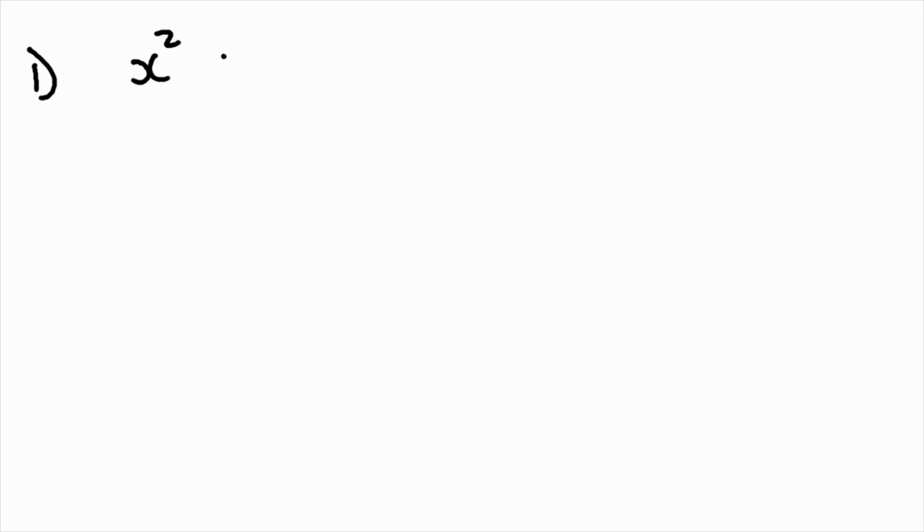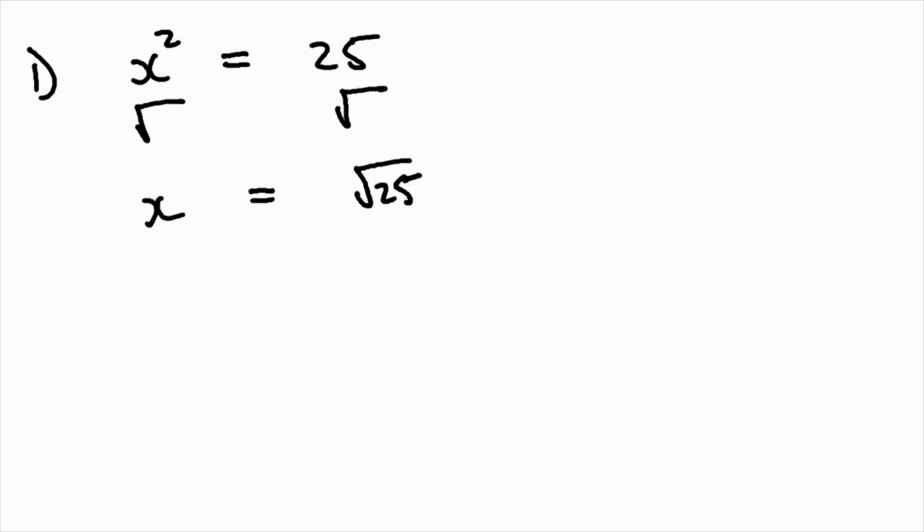x squared equals 25. Now when we're solving equations, we have to do the opposite. So in this case, the opposite of squaring something is square rooting. On the left-hand side, this leaves us with just x, and on the right-hand side, it gives us the square root of 25. So x equals 5.